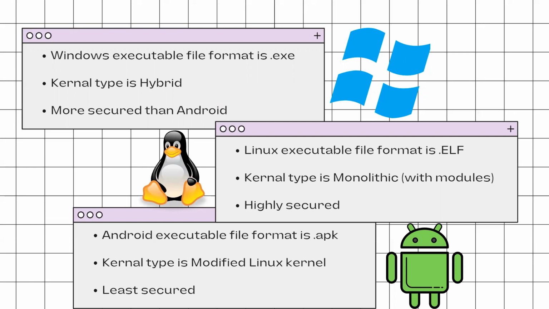Now, moving on to security, Windows is a highly targeted operating system simply because the size of the install base makes it the most efficient to attack. Linux is the most secure because it's open source. Anyone can review it and make sure there are no bugs or backdoors. And Android is the least secure.